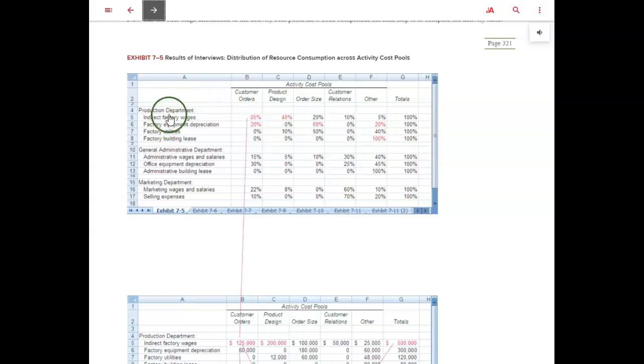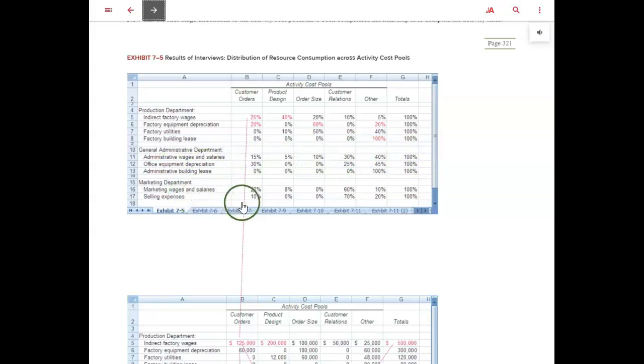So we're looking and seeing in these areas, regardless of the dollars, we'll get to that in a minute down here, how much of each of these areas are spent with these activities. So we look at each one so you can see that the factory building lease has nothing to do with customer orders, nothing to do with product design, order size, or customer relations. It's all an other, sort of a general overhead category. We plug it in here. Do the same thing with the administrative. We see that some administrative salaries are related to production, customer orders and product design and so forth, order size even. And so we'll split that up. Same thing with all these others.